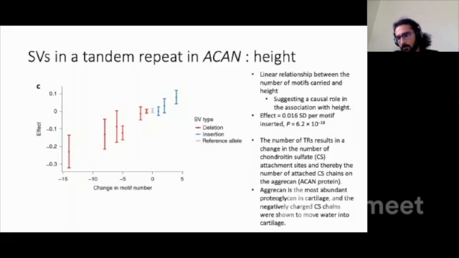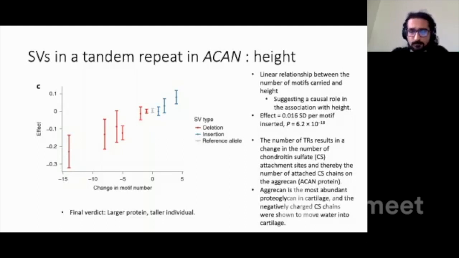We of course do not know whether this increases human height due to cartilage thickness, such as the discs in our back or elsewhere, or whether it just makes the bones larger. We have obviously not done that study, but this made us change our final verdict from the previous one, which is basically: the larger the protein, the taller the individual.